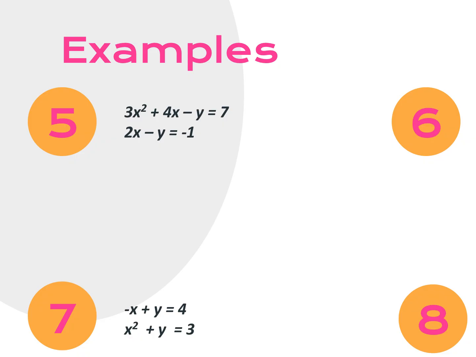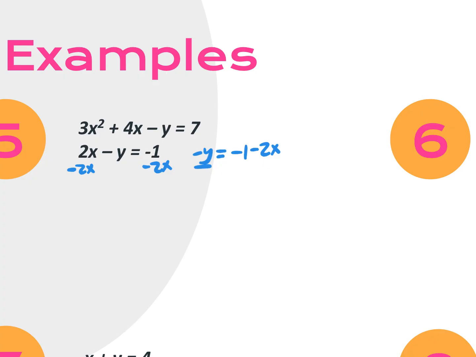And then you'd have to end up squaring an expression with a fraction, and then it gets a little messy. So let's try first getting the y by itself. What we can do is subtract 2x on both sides, and then we get negative y equals negative 1 minus 2x. And then to get rid of that negative in front of the y, we can divide by a negative 1 everywhere. So then I get y equals 1 plus 2x.